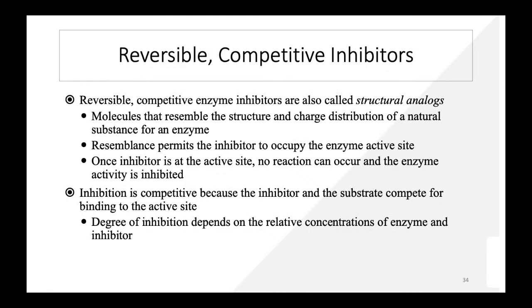On the other hand, reversible competitive inhibitors include enzyme inhibitors called structure analogs, which are molecules that resemble the structure and charge distribution of the natural substrate of the enzyme. This resemblance permits the inhibitor to occupy the enzyme active site. Once the inhibitor is at the active site, no reaction can occur and the enzyme activity is inhibited. The inhibition is competitive because the inhibitor and the substrate compete for binding to the active site. The degree of inhibition depends on the relative concentration of enzyme and inhibitor.